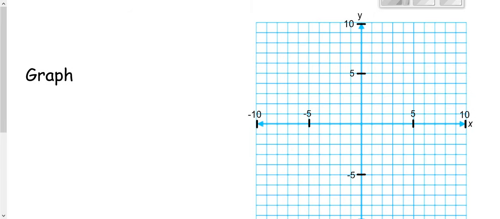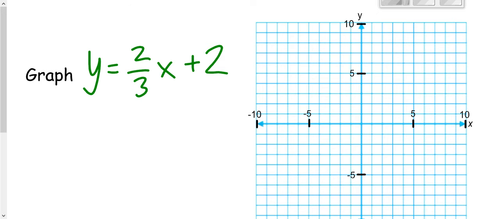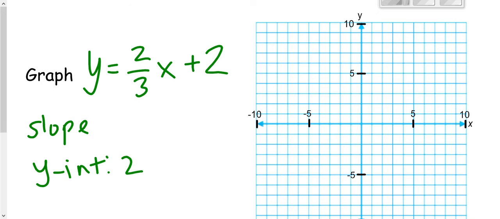I believe you have one more graph on your notes, so let's try this one. Y equals 2/3 x plus 2. So what is our y-intercept? Our y-intercept is 2. What's our slope? 2/3. So where am I going to start? 2. So from there we go up 2 and over 1, 2, 3, up 2, over 1, 2, 3, and then we go backwards.